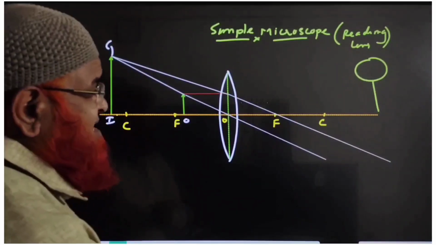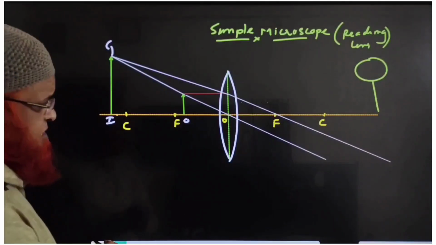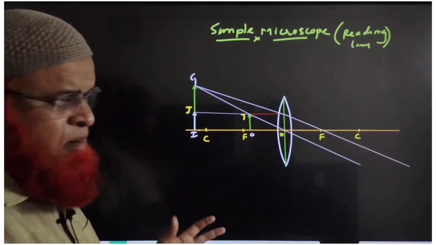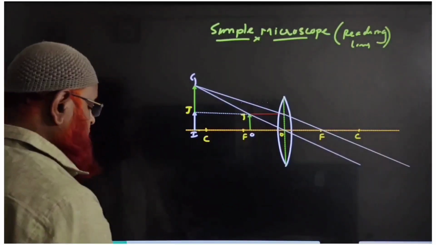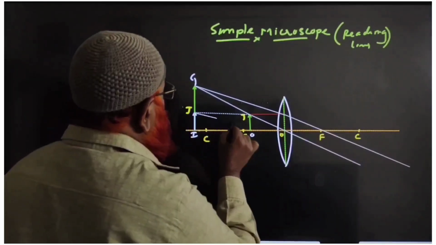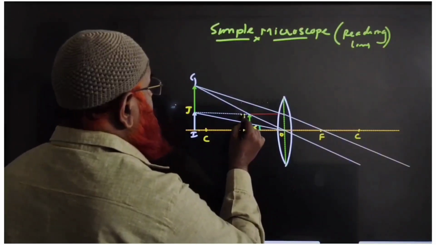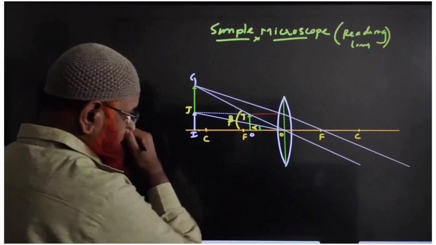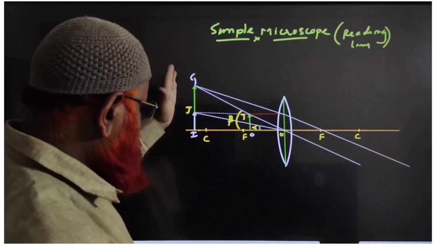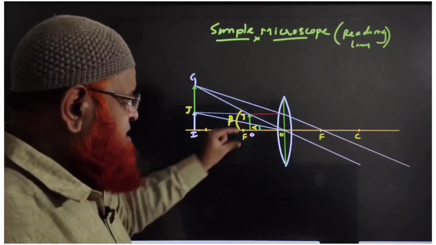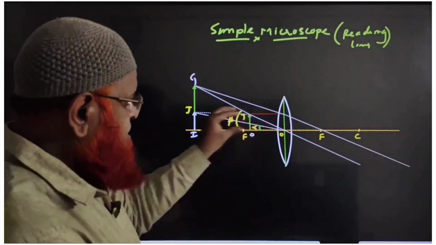Now you have to find out the meaning of magnification in this case. How do we find the magnification? I am shifting the object to this place so that I can compare the angles. From here, this is going to be the line. Now just see here. The object makes angle alpha and the image makes angle beta. This is the small angle made by the image. This object, which has been shifted here so that we can compare the angles, makes alpha, and this is beta.